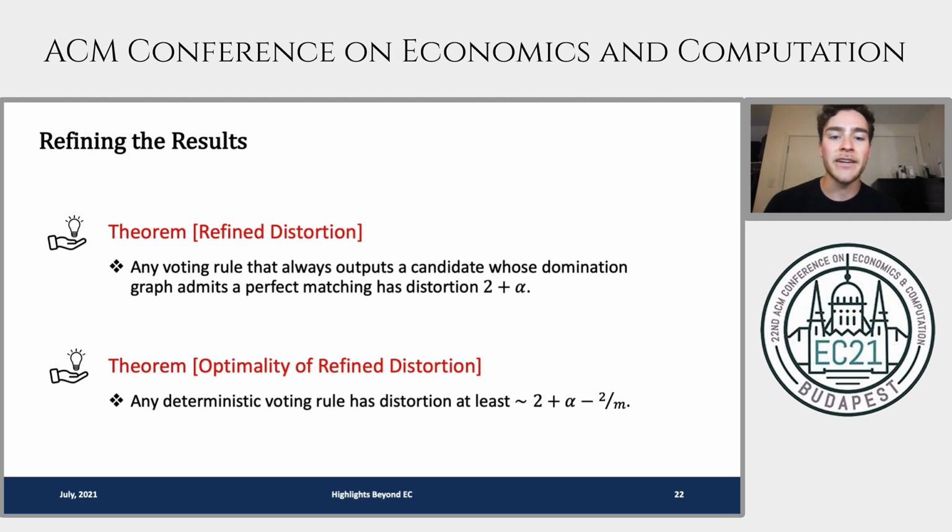So we provide a lower bound that, as the number of candidates gets large, approaches this 2 plus alpha. And what's cool is that a lot of other rules don't extend this easily. Even if they get good distortion, they don't necessarily have better distortion when we're given a restricted alpha.